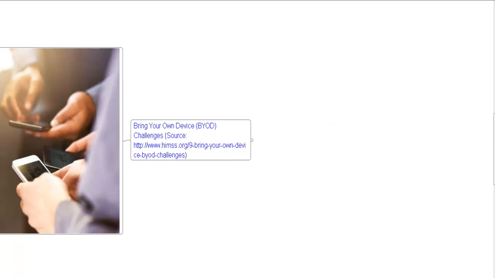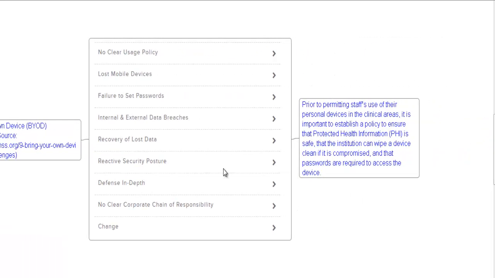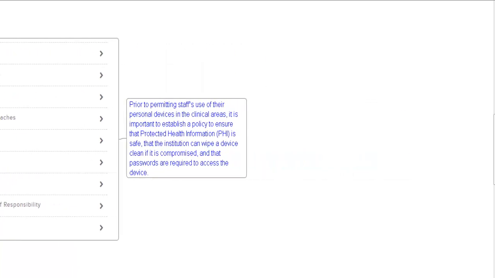Some challenges with bring your own devices: no clear usage policies, large mobile devices, failure to set passwords, internal and external data breach, recovery of lost data, reactive security posture, defense in depth, no clear corporate chain of responsibilities, and change. So prior to permitting staff's use of their personal devices in clinical areas, it is important to establish a policy to ensure that protected health information (PHI) is safe, that the institution can wipe devices clean if compromised, and that passwords are required to access the devices.